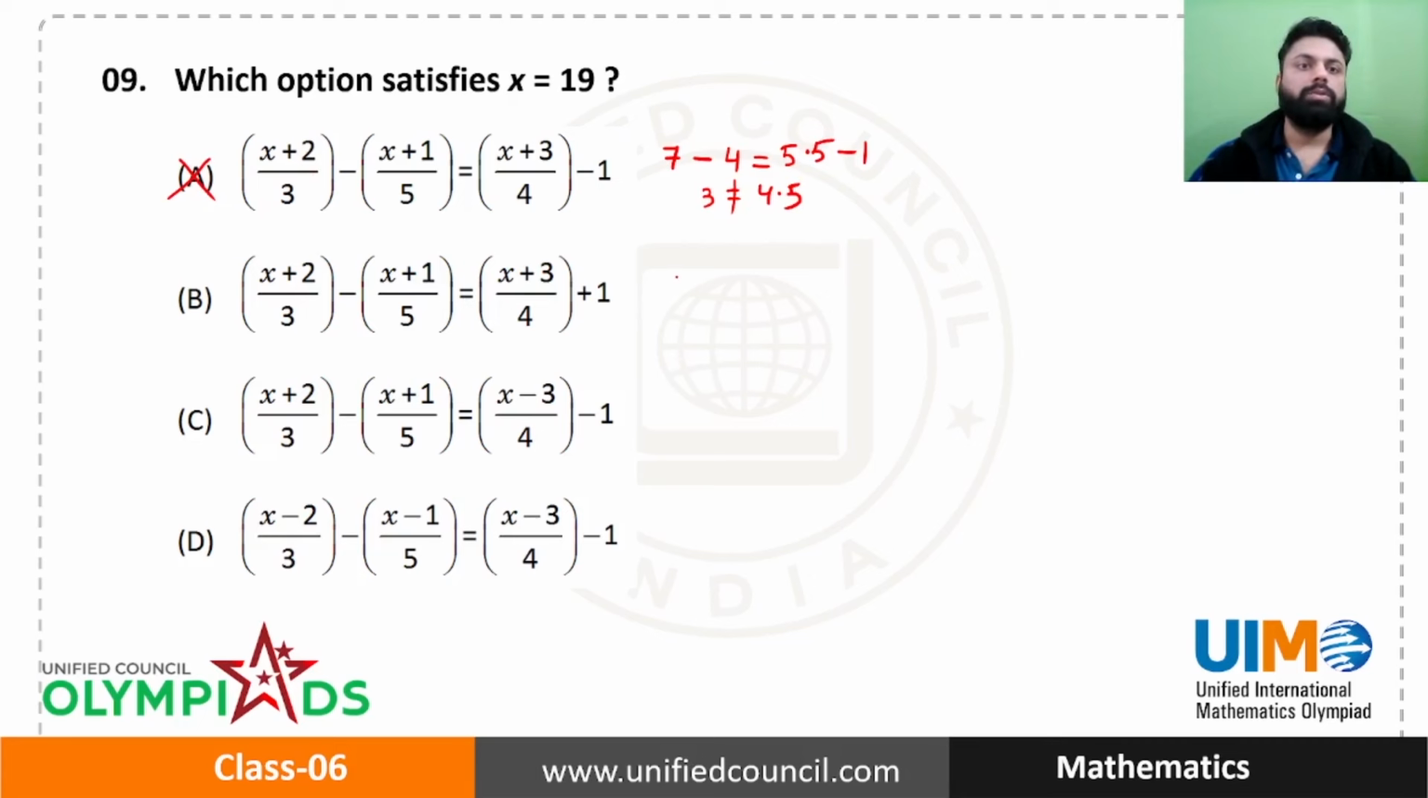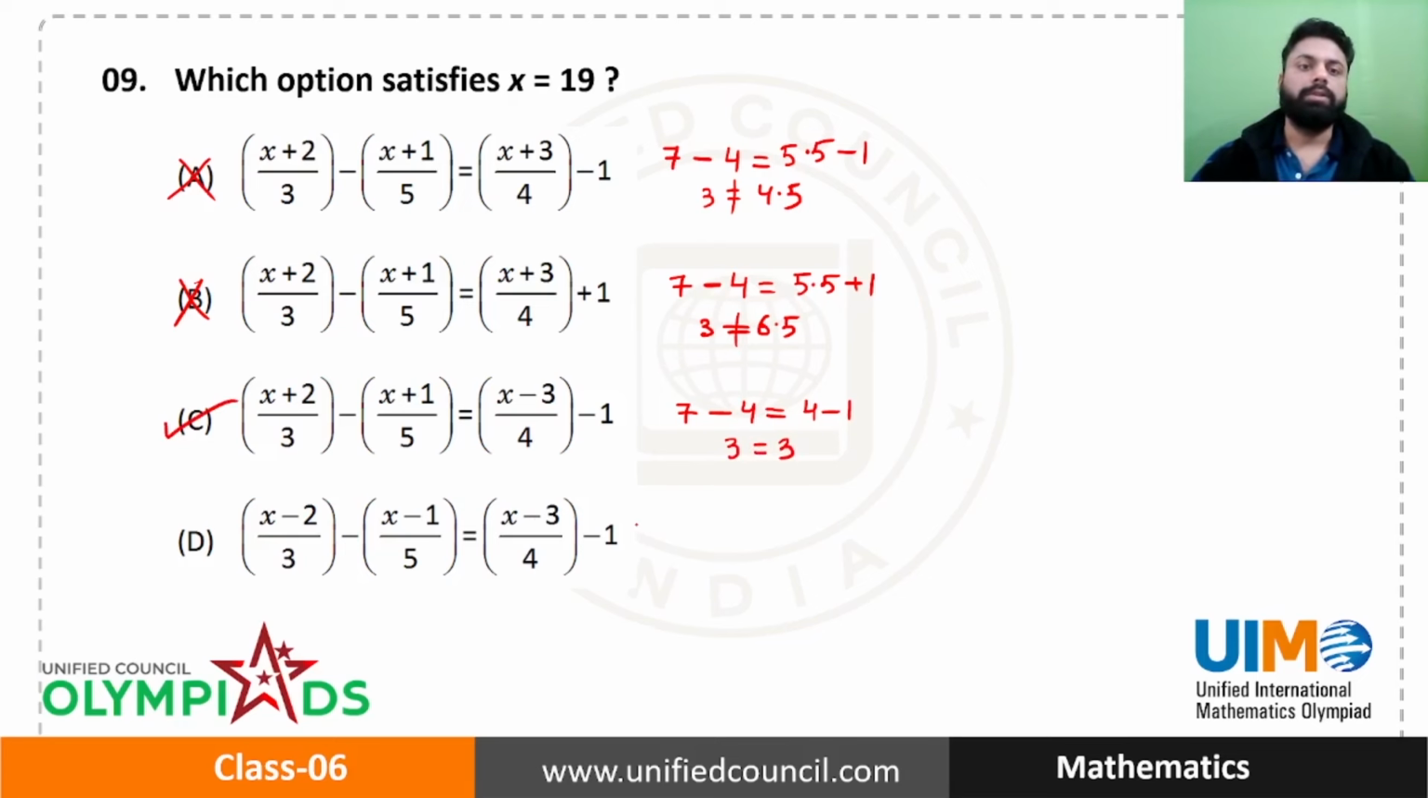Over here, 19 plus 2 upon 3, that is 7, minus this will be 4, is equal to 19 plus 3, 22 upon 4, that is 5.5 plus 1. So 3 is not equal to 6.5. Not the correct one. 19 plus 2 upon 3, that is 7, minus 20 upon 5, this is 4, is equal to 19 minus 3, that is 16 upon 4, 4 minus 1. This is 3, this is also 3. So this is the correct answer.